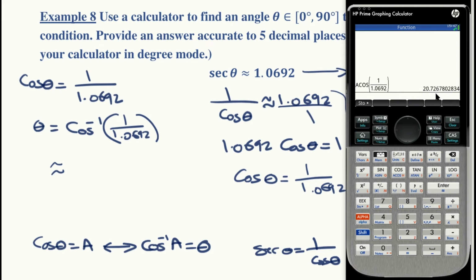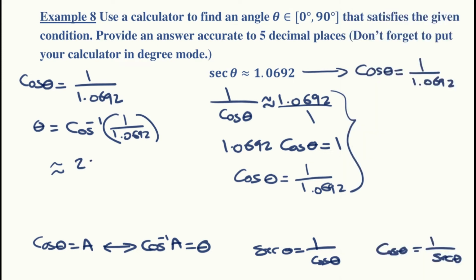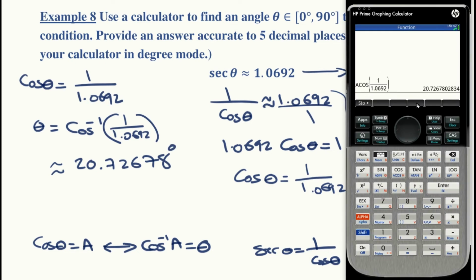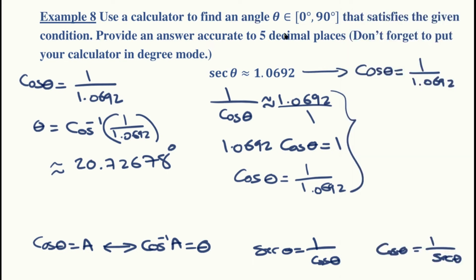20.72678. And that's in degrees, of course. Okay, let's make sure we type that correctly. 20.72678. Okay, just like that. So remember, when it comes to these functions that are not represented on the calculator, you need to first do some work and turn it into one function that is on the calculator, then proceed to find the angle.